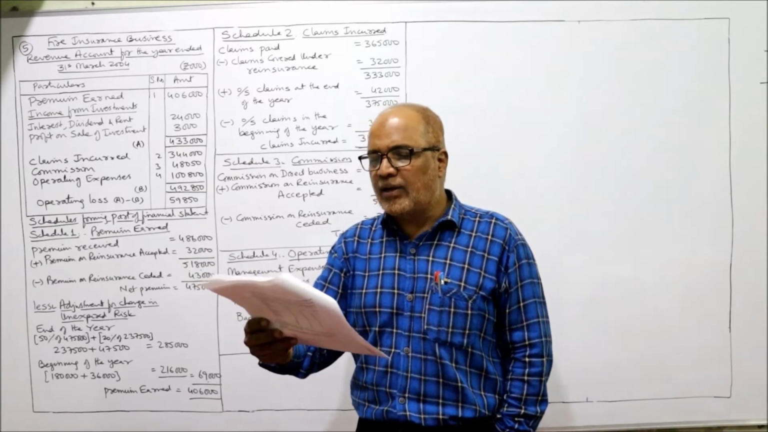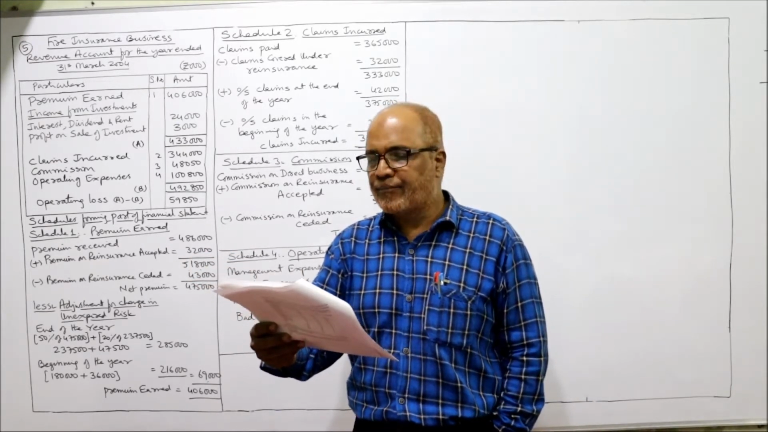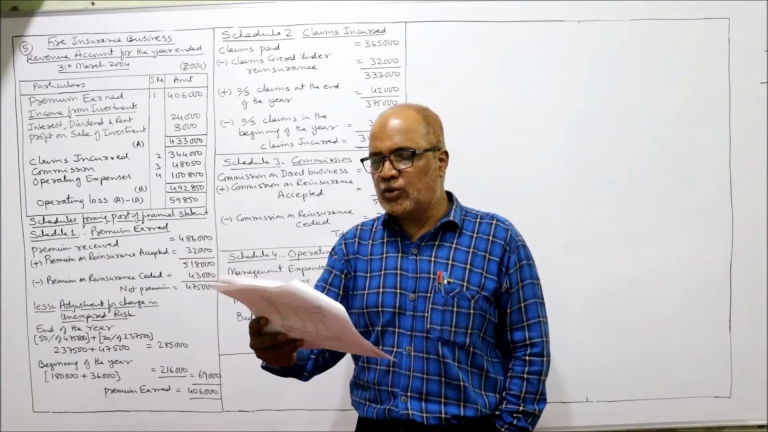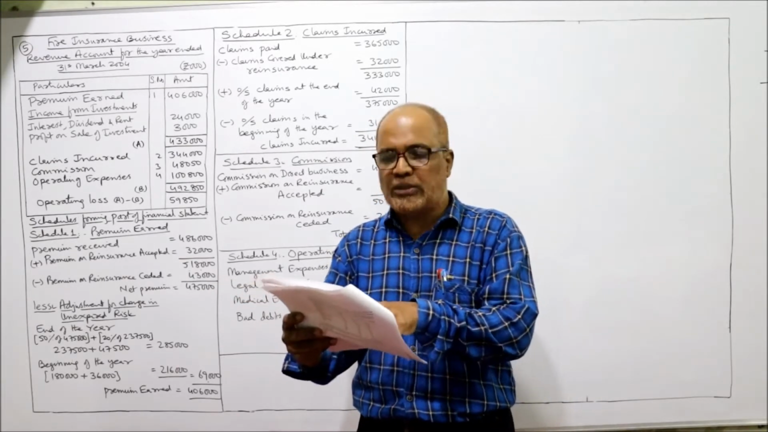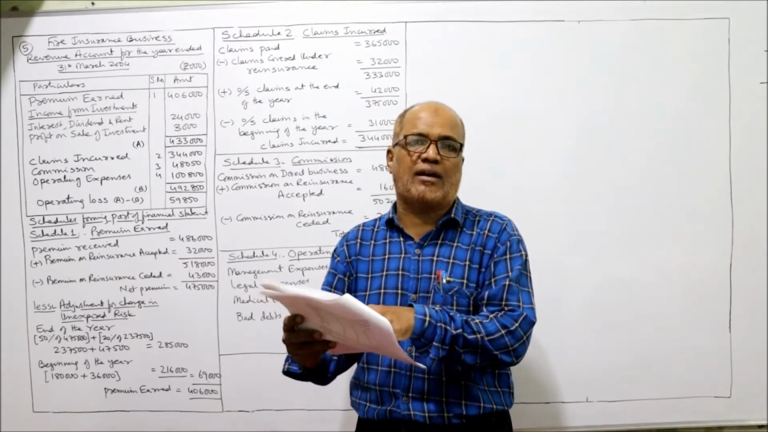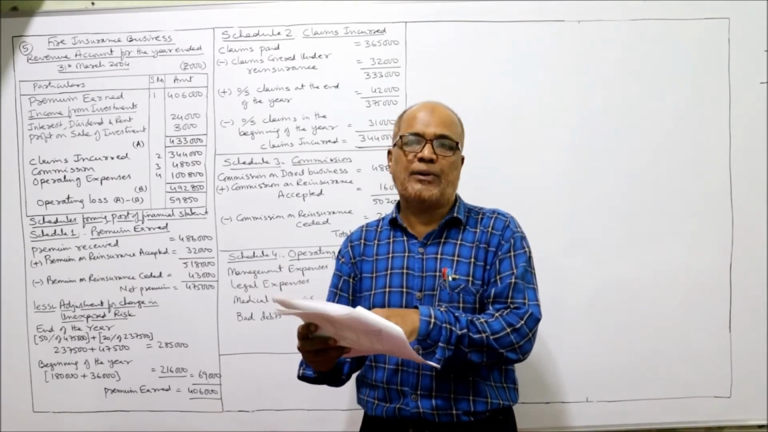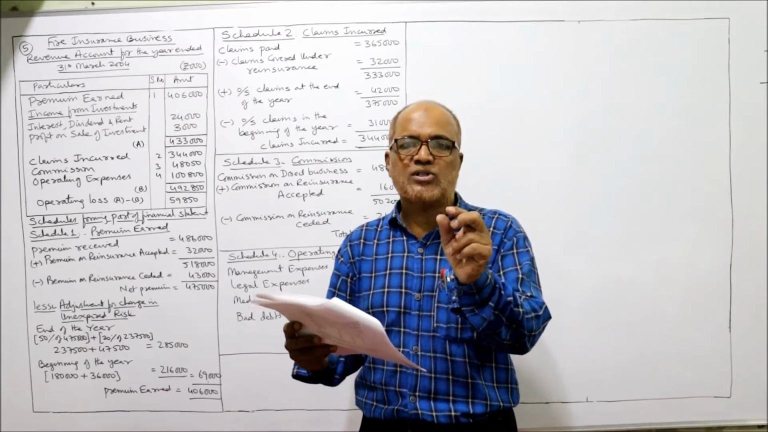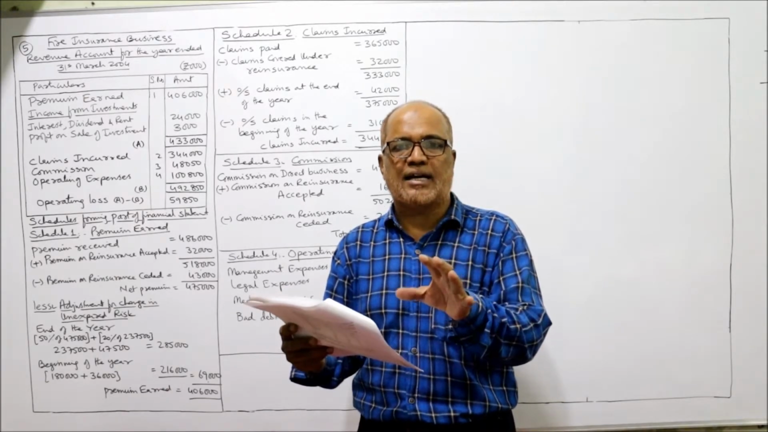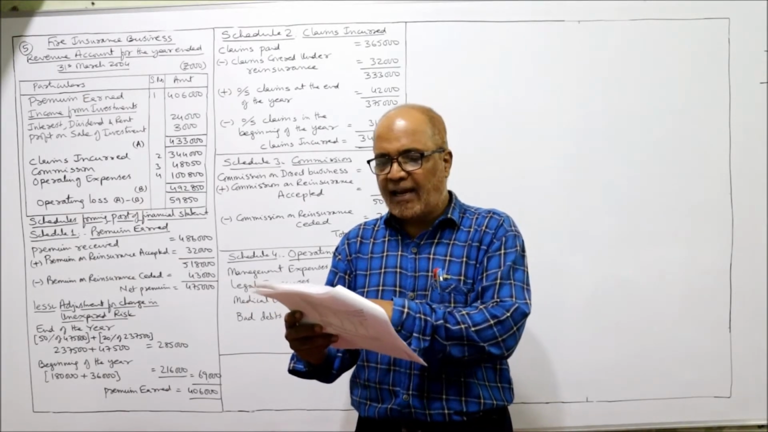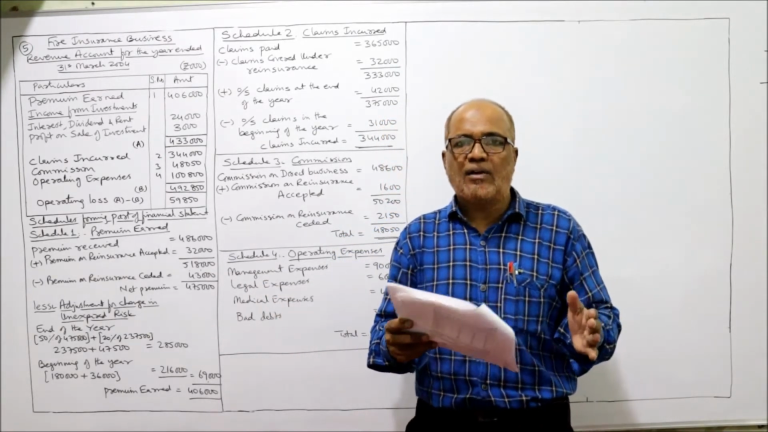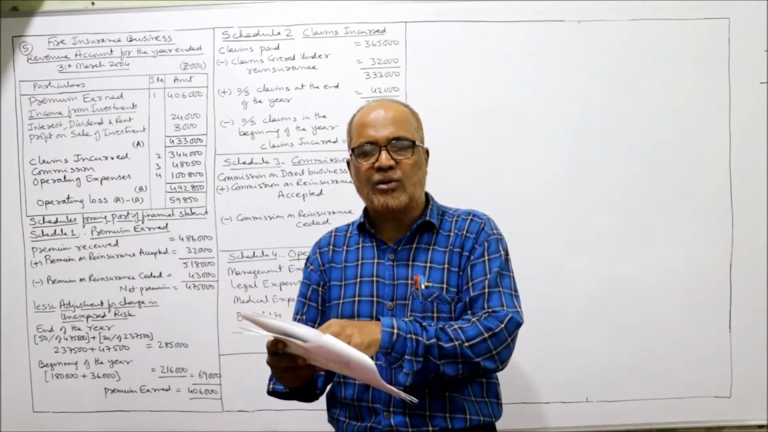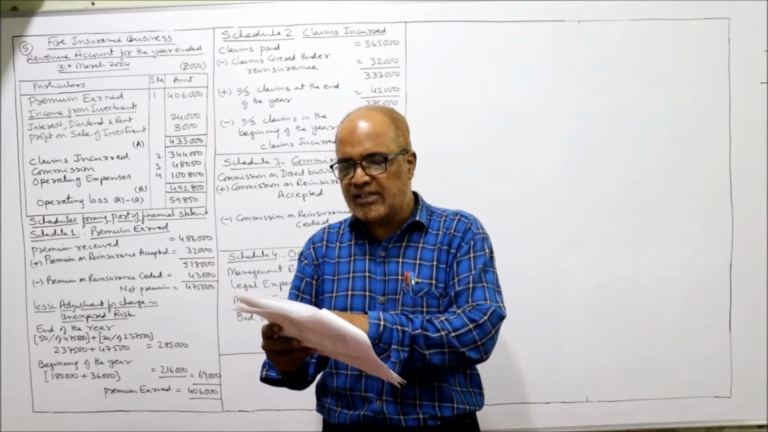Prepare a revenue account in respect of fire business from the following details for the year 2003-2004. The reserve for unexpired risk on 1/4/2003, that is beginning of the year reserve, at the rate of 50%. That means 50% of net premium was calculated at the beginning of the year. So 1,80,000, additional reserve 36,000. So at the beginning of the year we have statutory reserve 1,80,000 and additional reserve 36,000.